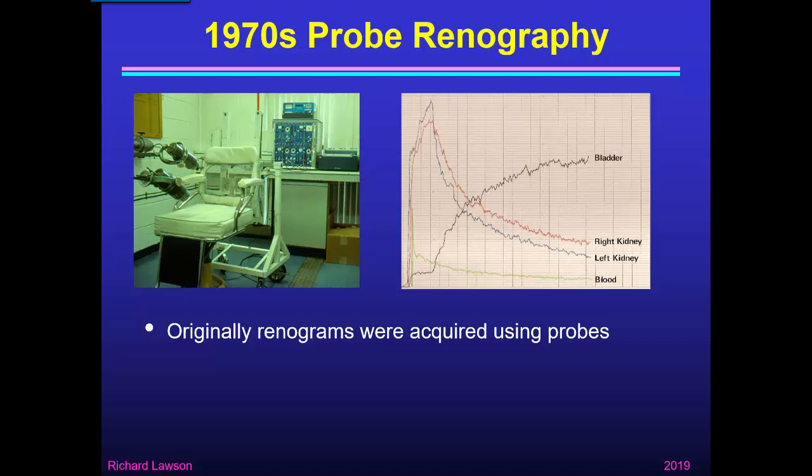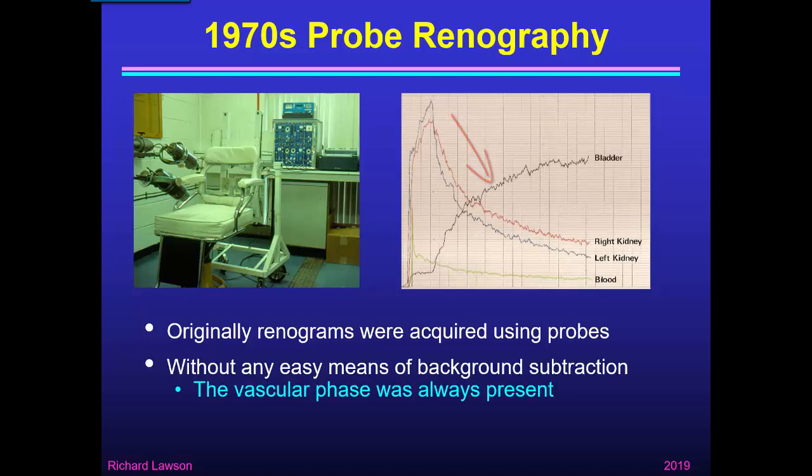You got the curve showing the activity coming into the kidney, and you see this rapid rise here, which is the first phase, the vascular phase. You see the slower rise, phase 2, as it's extracted into the tubules, and you see the third phase as it's eliminated into the bladder. But this system didn't give you any easy means of background subtraction, so whether you liked it or not, the vascular phase was always present. That was described as an essential part of the renogram.